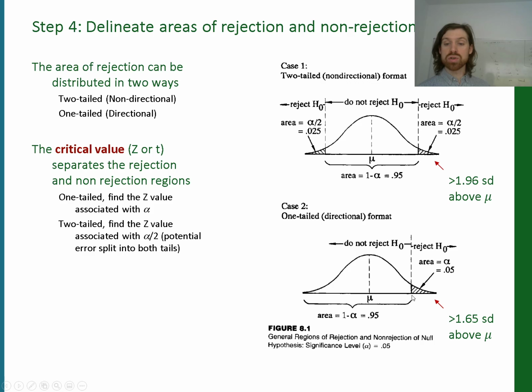If we have a directional specification, then we're basically saying that we think the house prices in Fairfax are higher than those in the rest of the state of Virginia. And we would have a different boundary, essentially, for the point at which we would reject the null hypothesis. Okay.